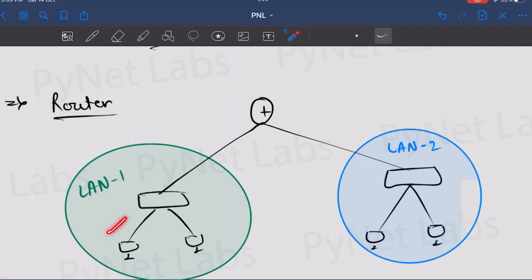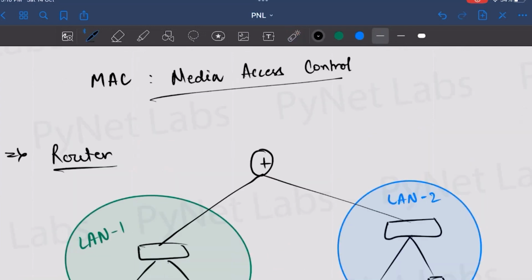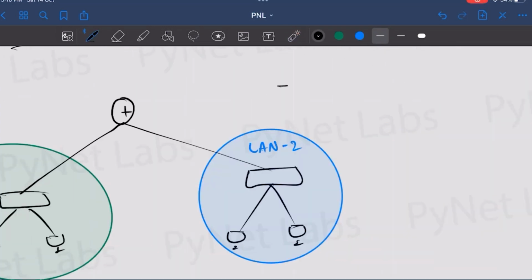So it will take the traffic of LAN network 1 and will forward it to LAN network 2, so that these devices of LAN 1 can speak to the devices of local area network number 2. This is how router operates. Just like switch uses the MAC addresses, router uses something called IP addresses. So router uses the IP address and routing tables to find out the best way to forward the traffic so that the packet can reach its destination.